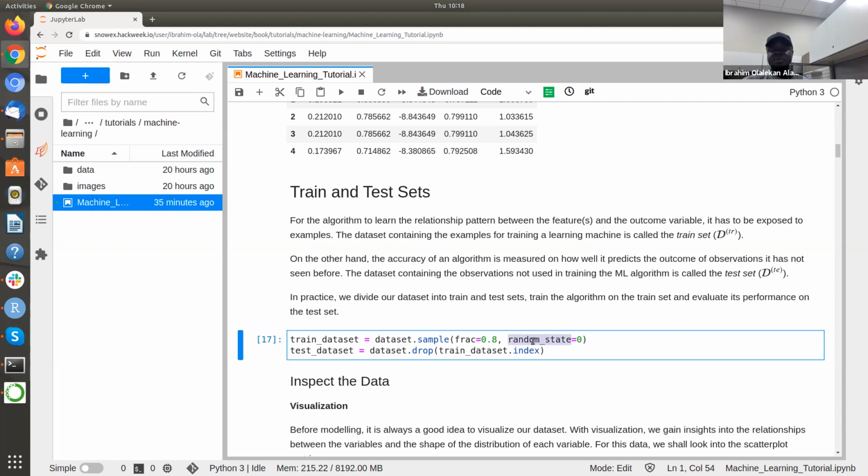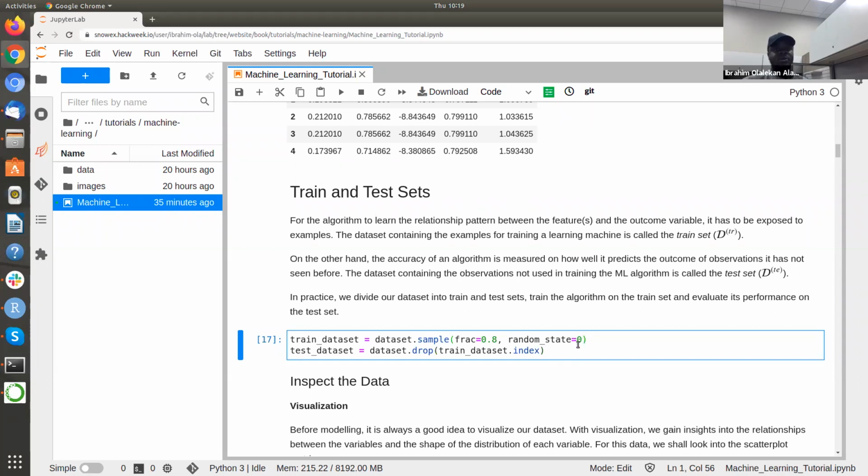And then this random state ensures that I get the same observations every time. So this is just for a reproducible result. If I didn't set a random state, every time I resample my data set, it would give me a separate sample. So I'm just setting this random state to 0. And this could be any integer.